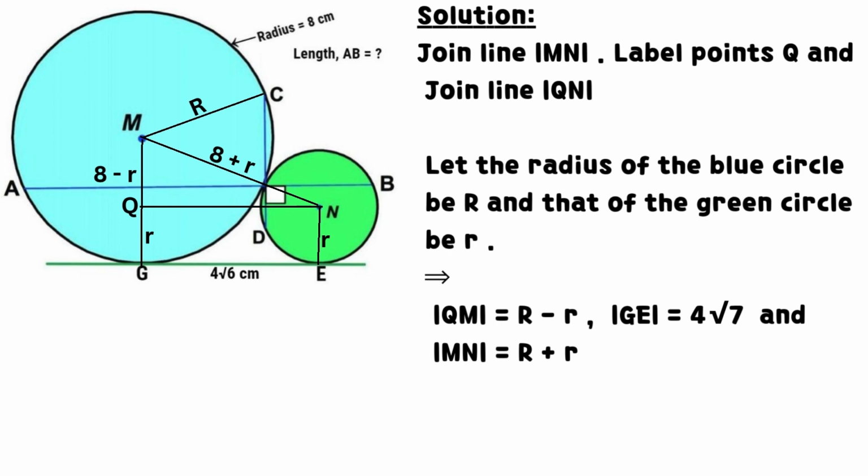It implies that line QM equals r minus small r, which is the radius of the green circle. Line G equals 4 times the square root of 7 and line MN equals the sum of r and small r.